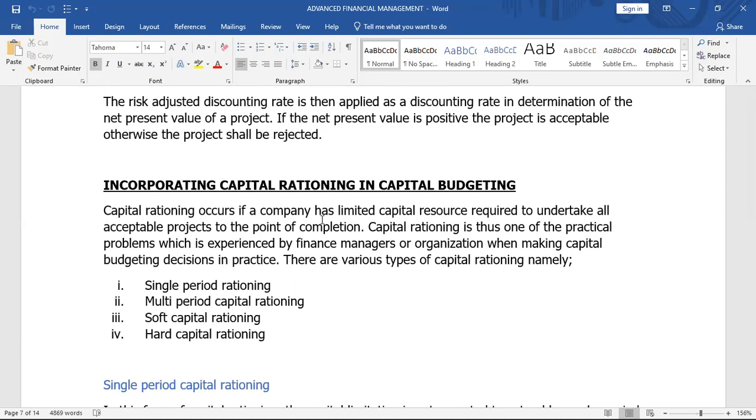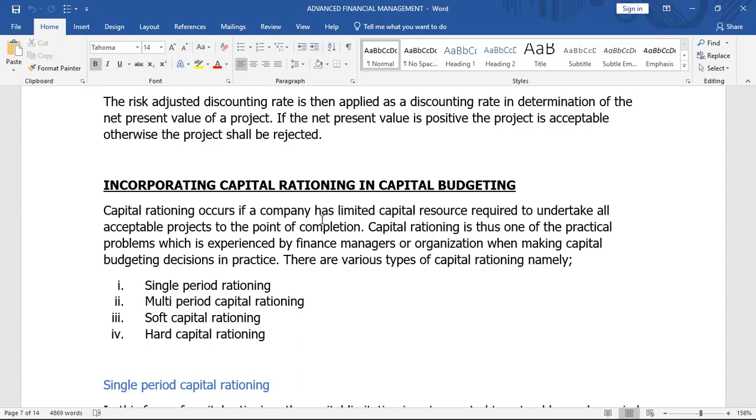Because we are talking about incorporating capital rationing in capital budgeting. I remember that when we were doing section 3, this is a topic we already checked. Capital rationing, in simple terms, refers to capital limitation, where the firm is unable to undertake all the projects with a positive NPV due to limited funds. Remember, in this scenario, we are not going to undertake all our projects with a positive NPV due to the limitations of the resources we have as an organization.